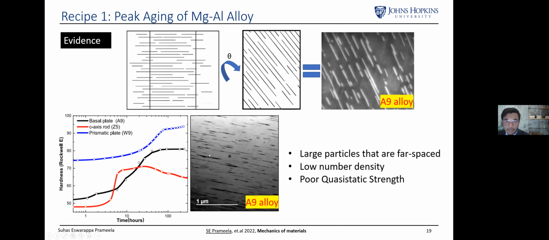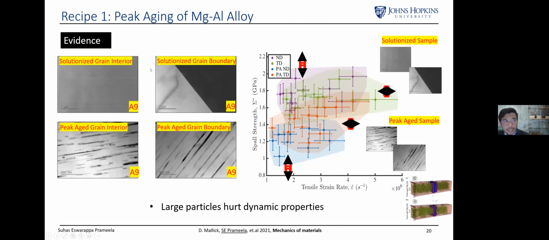And one of the immediate things that becomes very obvious is that these large particles that are very far spaced offer very little quasi-static strength, right? So that's really a bad thing. So we also can do these experiments at very high strain rates. We have done spall experiments.